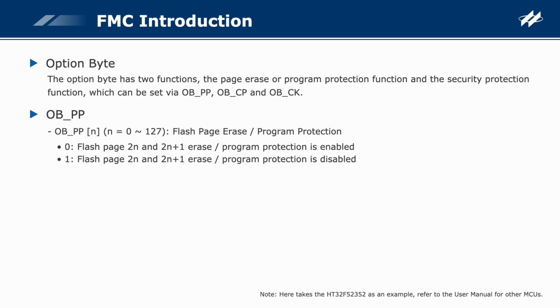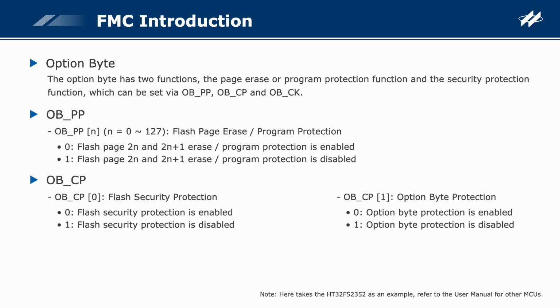OBCP is used to set the flash security protection and the option byte protection. The OBCP0 bit is used to set the security protection. Clear this bit to 0 to enable the protection. The OBCP1 bit is used to set the option byte protection. The last page of main flash, i.e. page 255, corresponds to the option byte. The option byte page protection is enabled or disabled by configuring the OBCP1 bit.